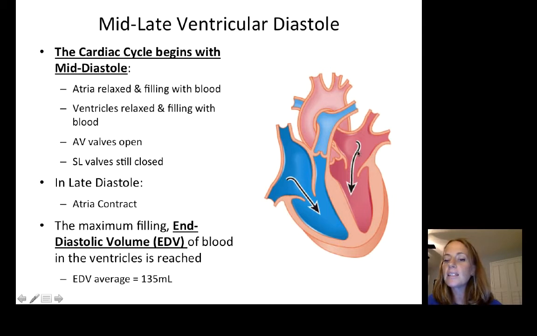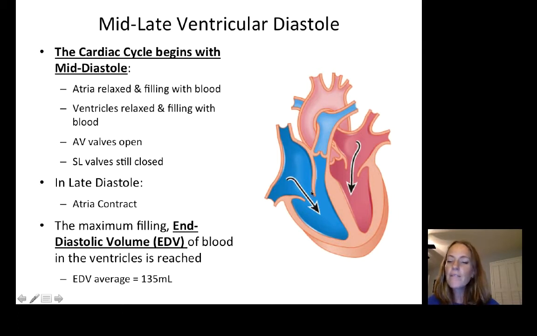So blood is filling, the atria are relaxed, the ventricles are relaxed, the AV valves are open to allow the blood to enter from the atria to the ventricles, and the semilunar valves are closed to prevent backflow of blood from the aorta and from the pulmonary trunk. So we start the cardiac cycle with everything filling, and this is mid to late ventricular diastole.